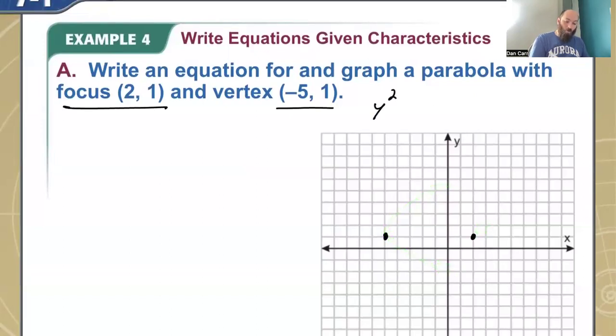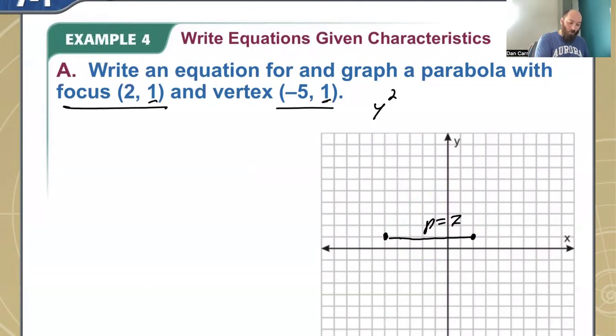I'm going to be squaring y in this scenario. What I need to know to help my equation is the length of p. That is 1, 2, 3, 4, 5, 6, 7. p equals 7.